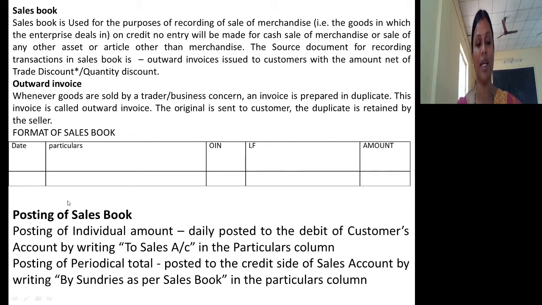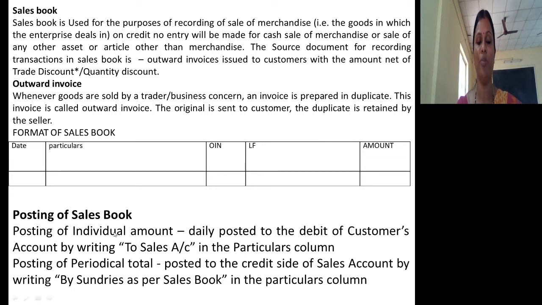Once we record the transaction in the sales book, we post from the sales book to the customer's account and the sales account. We post to each individual customer account daily by debiting that customer, because whenever you sell goods on credit, the journal entry is: customer's account debit to sales account. That's why the individual customer account will be debited. On the debit side of the individual customer account you will record "To sales account". Reference will be given to the account which gets credited.